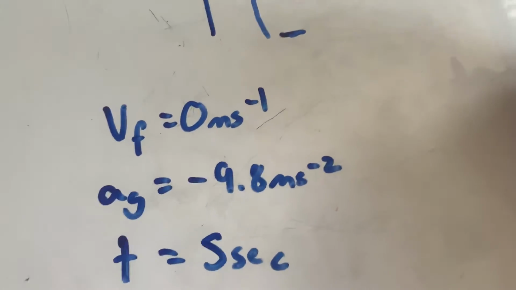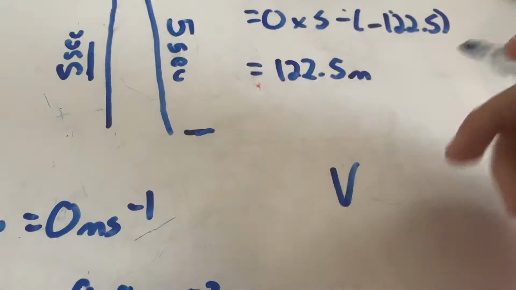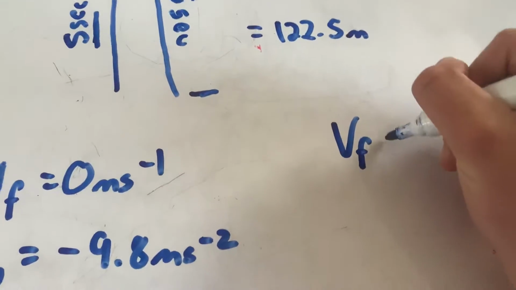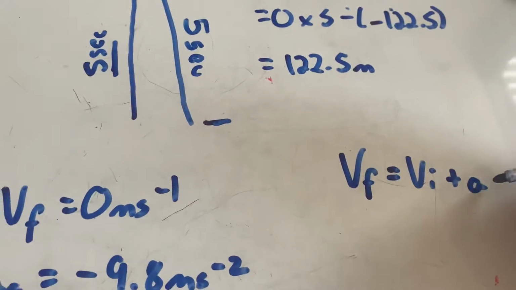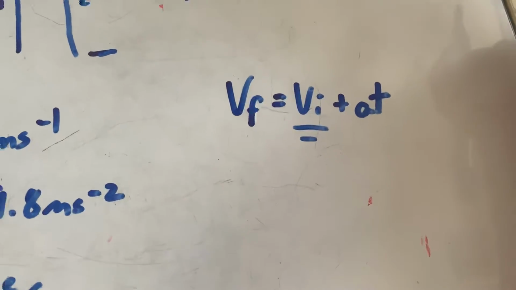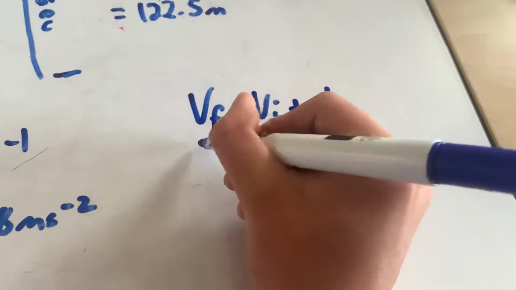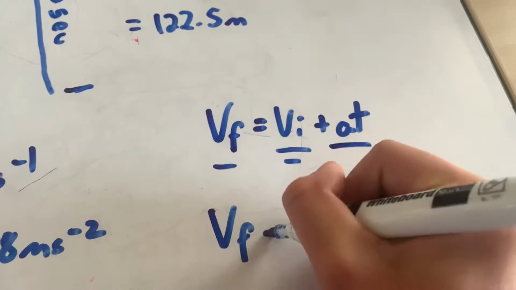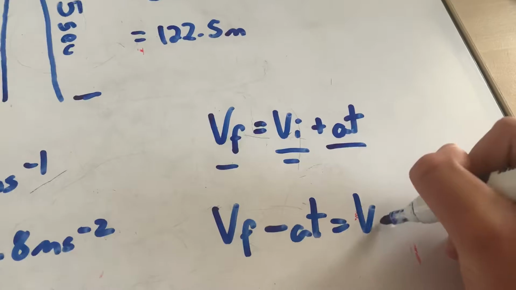Now if we look at the kinematic equations, the one that fits the most here is the velocity one, because we're trying to find the initial velocity. So VF equals VI plus acceleration times time. Here we're trying to find VI. So what we need to do is rearrange the equation. So we simply subtract AT from both sides. So it's going to end up being final velocity minus acceleration times time equals VI.